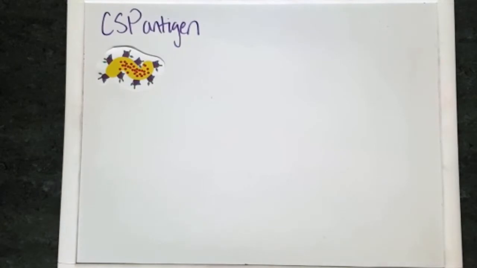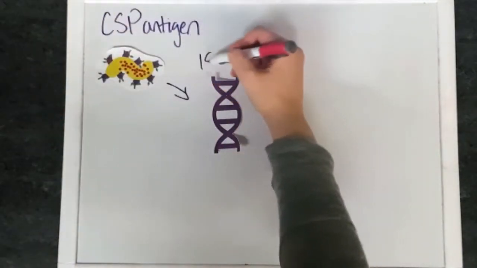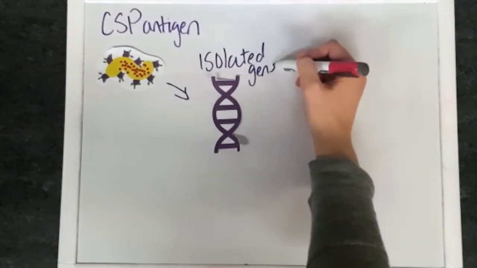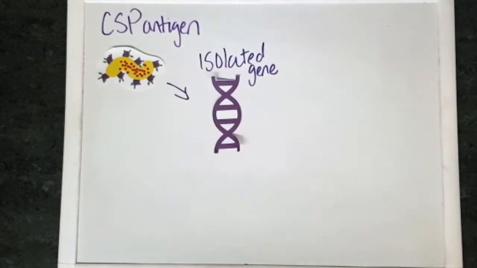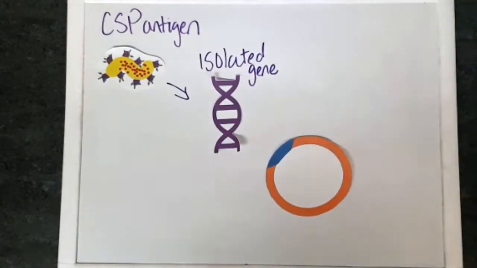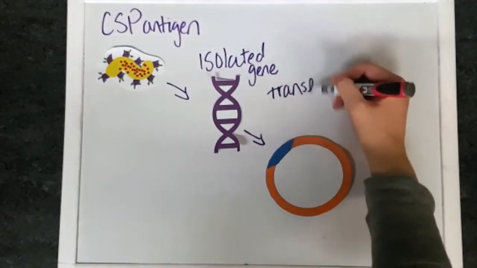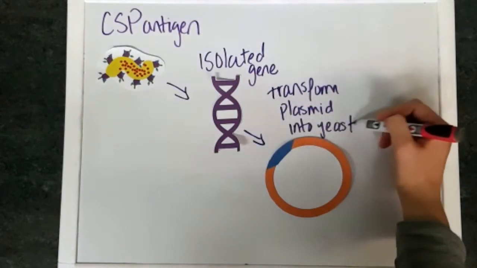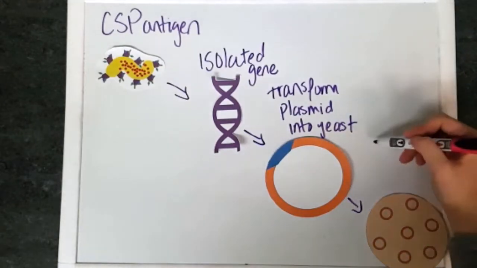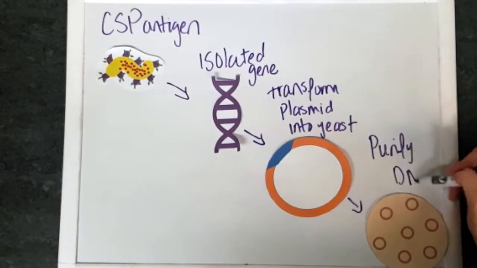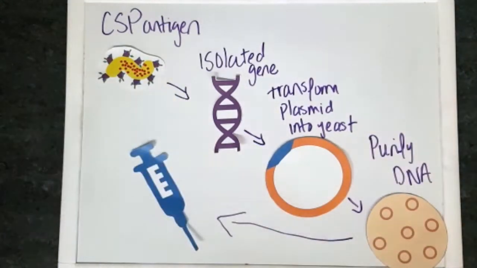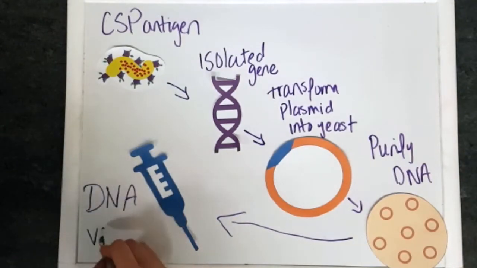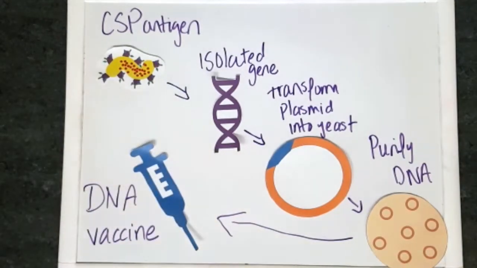The vaccine design involves isolating the gene encoding the circumsporocyte protein. We will then insert this gene into the plasmid DNA and transform the yeast with the plasmid. Lastly, we purify the DNA plasmids carrying the circumsporocyte protein gene. When the gene is provided in the body, the circumsporocyte protein will be made and the immune response will be elicited.